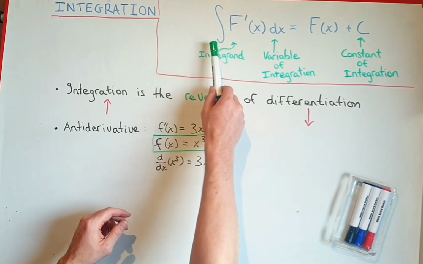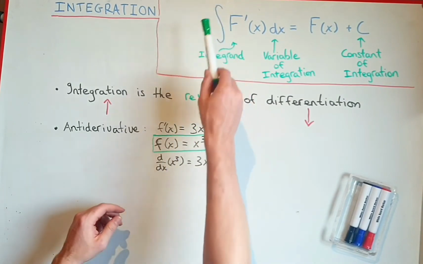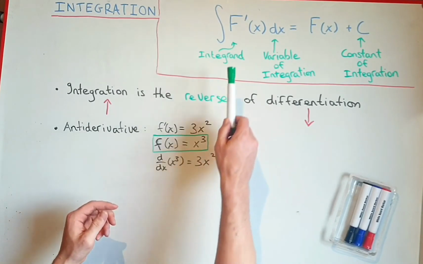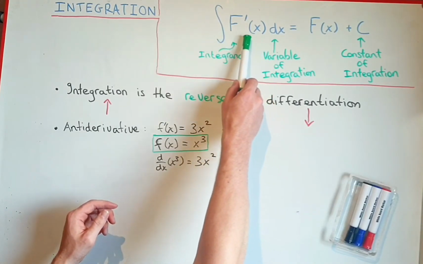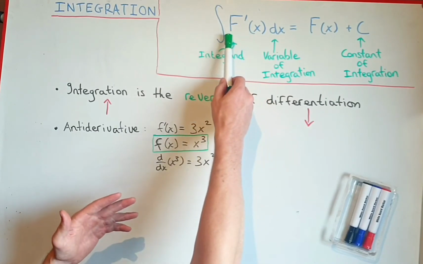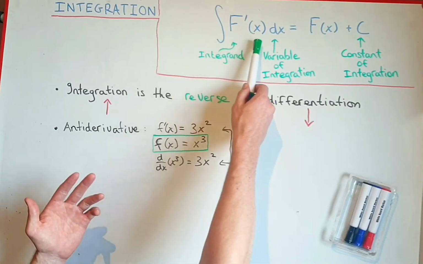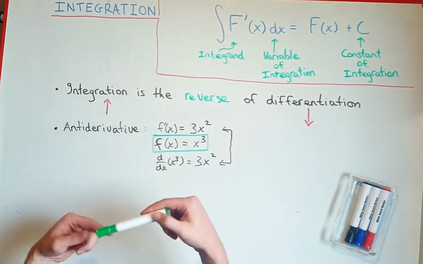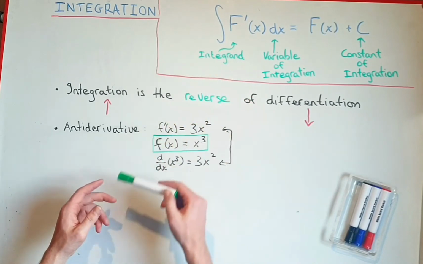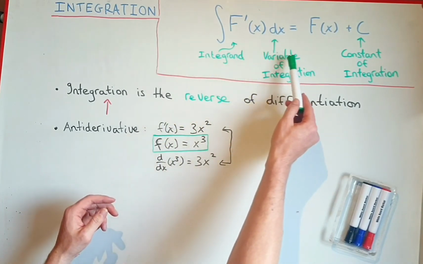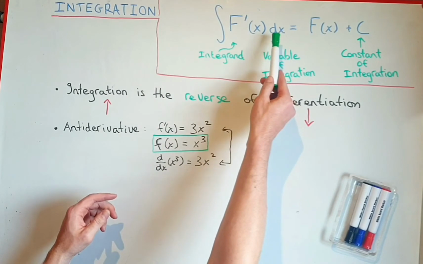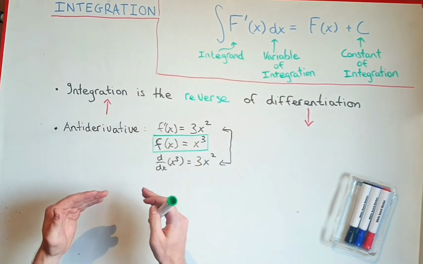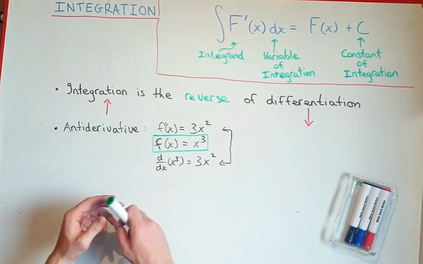This first sign here is like an elongated S. It's the symbol for integration. To the right here we have an f prime of x, or just a function. It could just be f of x, just a function, and that's called the integrand. So the function that we're going to integrate is called the integrand. And then at the end we have what's called the variable of integration, which is basically just attached at the end. It doesn't actually come into play when we're physically integrating the function.